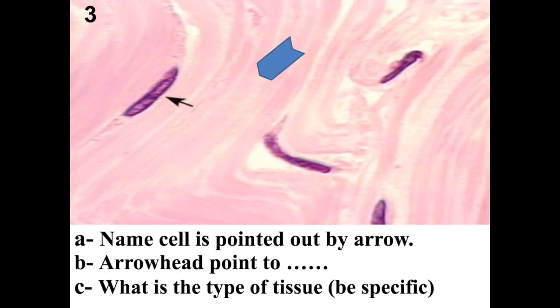Name the cell pointed out by an arrow. This is, of course, the fibroblast. Arrowhead points to collagen bundles. What is the type of the tissue? And be specific. It is irregular, because here we do not have a regular arrangement of the fibers as well as of the cells. So it is an irregular white fibrous connective tissue.